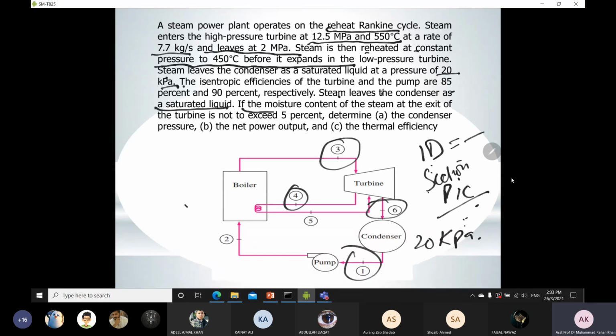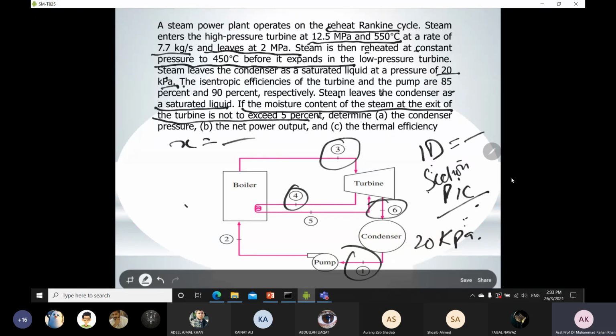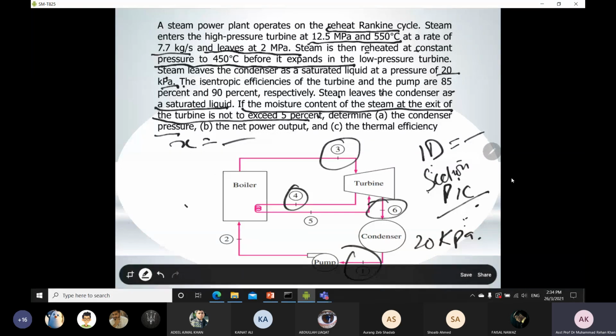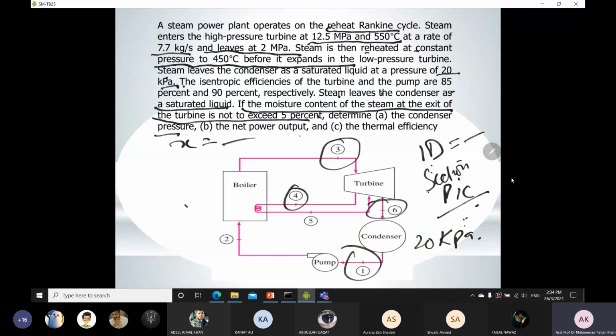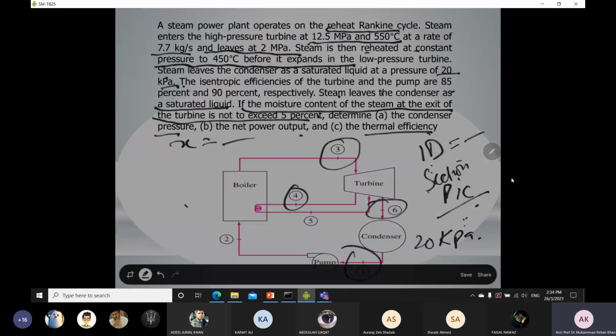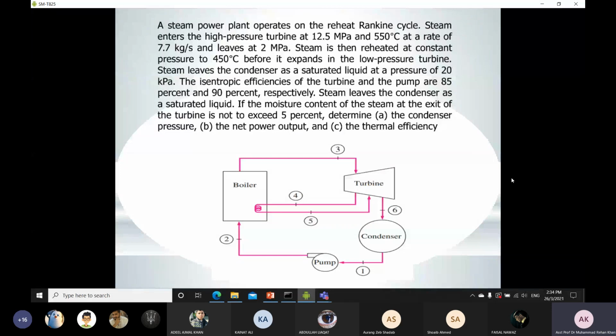If the moisture content of the steam at the exit of the turbine does not exceed 5%, it means your quality is also given. Determine the condenser pressure. So you have to find the condenser pressure, and then the net power output and the thermal efficiency. You have to find these values by using this data. So you can note down this question, and if you have any question related to this problem statement, you can ask me.